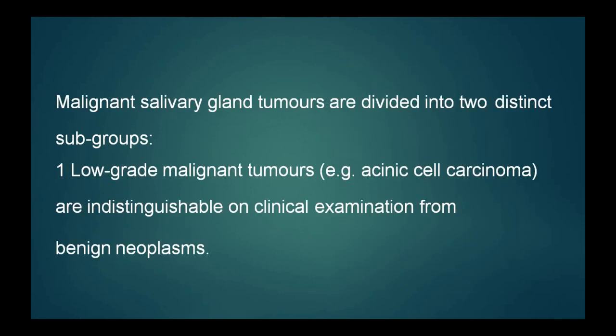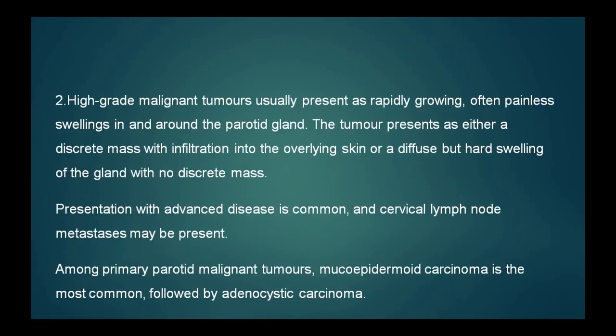So now coming to the malignant salivary gland tumors, which are again divided into low grade tumors and high grade tumors. First we will deal with the low grade malignant tumors. Examples are acinic cell carcinoma, adenoid cystic carcinoma and low grade mucoepidermoid carcinoma. Then high grade tumors are usually present as rapidly growing, often painless swellings in and around the parotid gland.